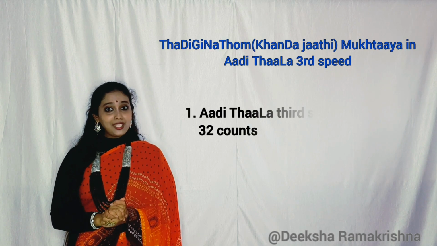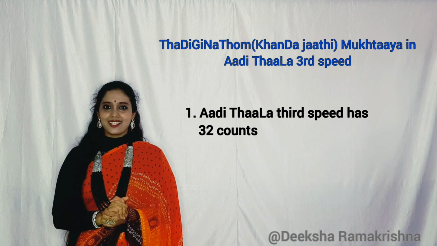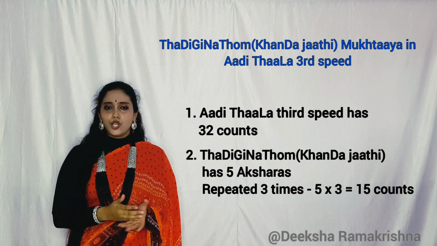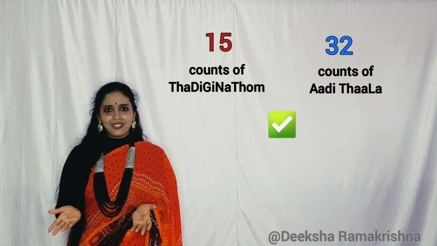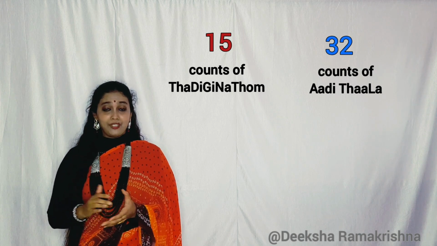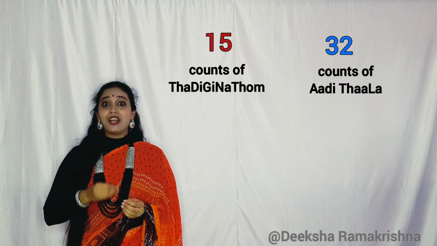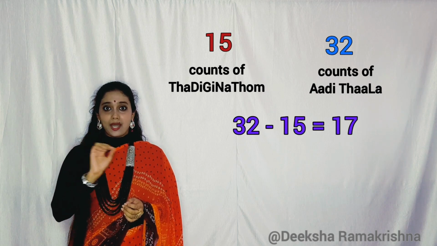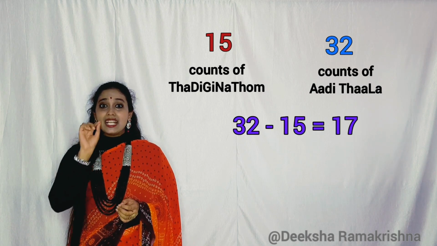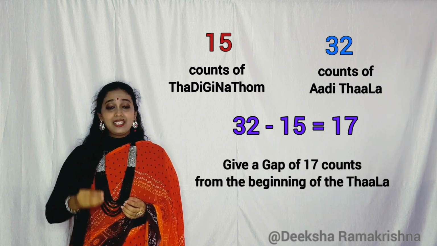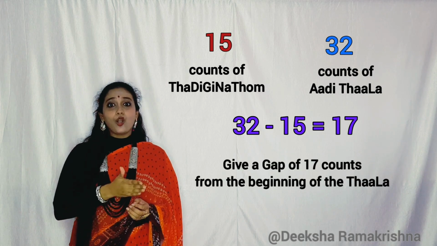So this has how many aksharas? 32 aksharas, correct. So we know that Thadiginathom muktaya has again 15 aksharas. So can we include 15 in 32 aksharas? Definitely, right? So we don't need an extra avartana again, but we have a lot of aksharas to give as a gap in the beginning. That is 32 minus 15 will become 17 aksharas.